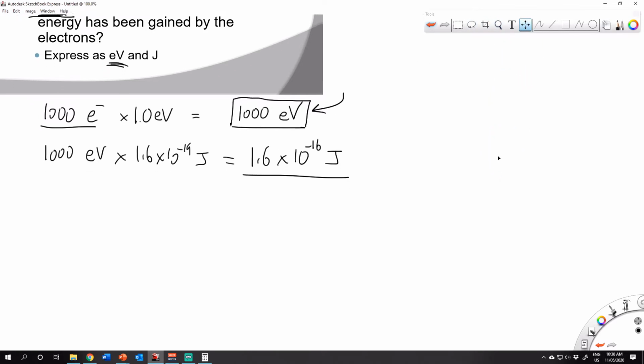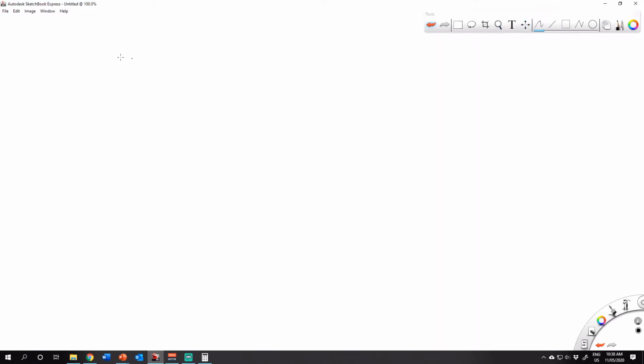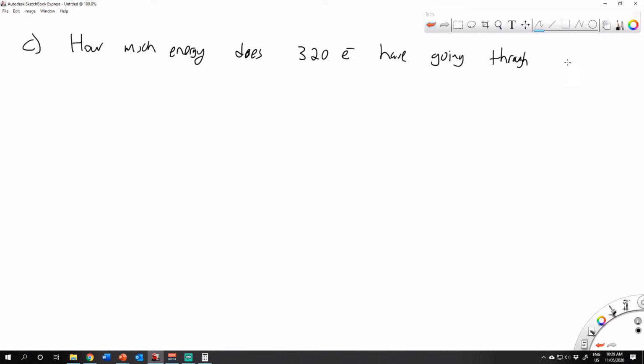As an aside, this works the same way. Let's call this 2c. How much energy do, I don't know, let's say something odd, 320 electrons have going through, say, 2.5 volts of potential difference?